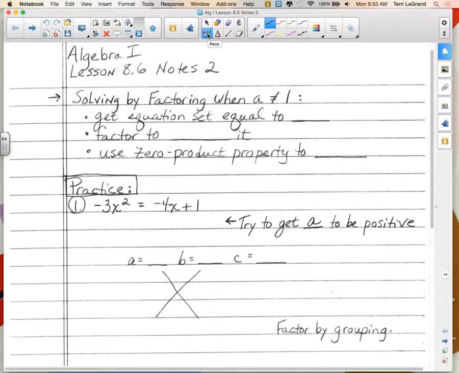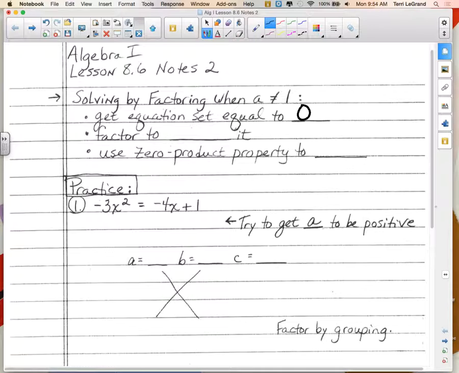We're still going to get our equation set equal to what? 0. We're going to replace the y with 0, or if there isn't a y in it, we're going to make sure that everything is all on the same side, set equal to 0. Okay? And then it says factor. What's our purpose for factoring it? What are we doing when we actually factor it?